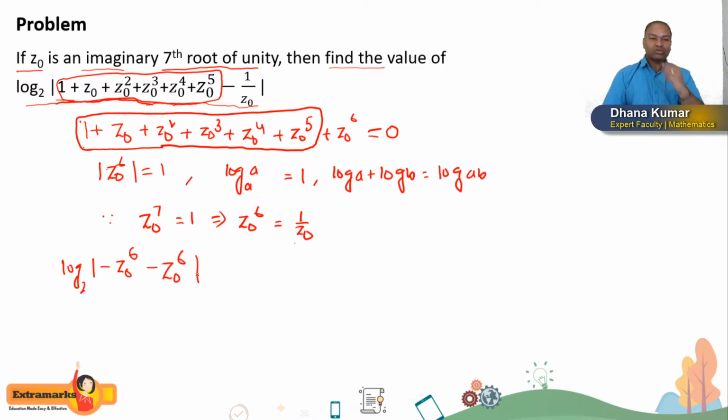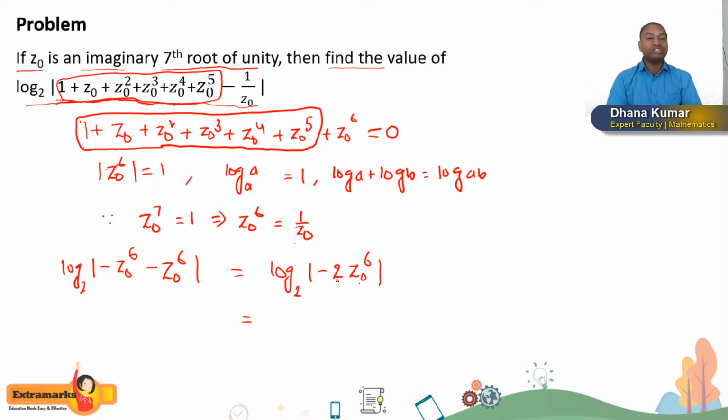Okay, right. So that is equal to what? Log base 2 of modulus of minus z0 power 6, which is minus z0 power 6. The answer will be minus 2 times z0 power 6. Okay, so that is equal to log AB.